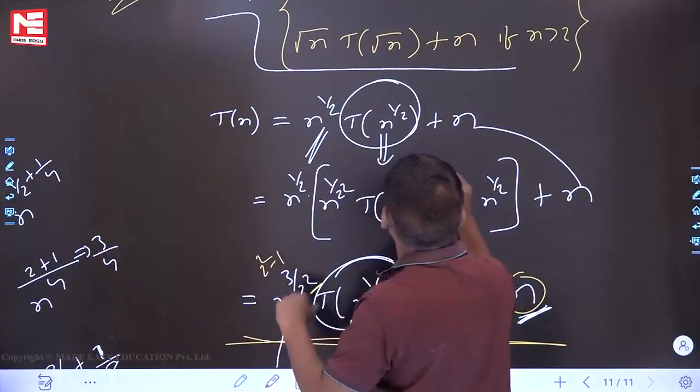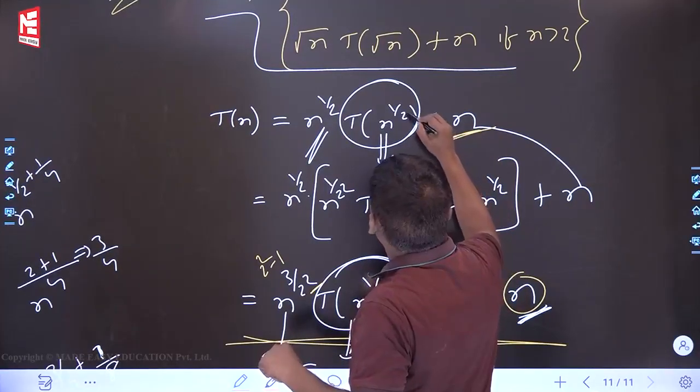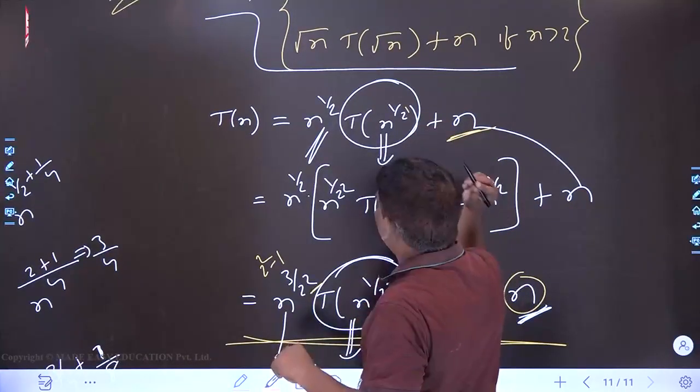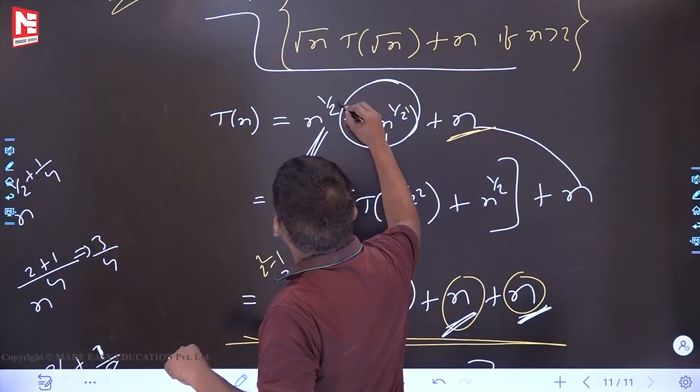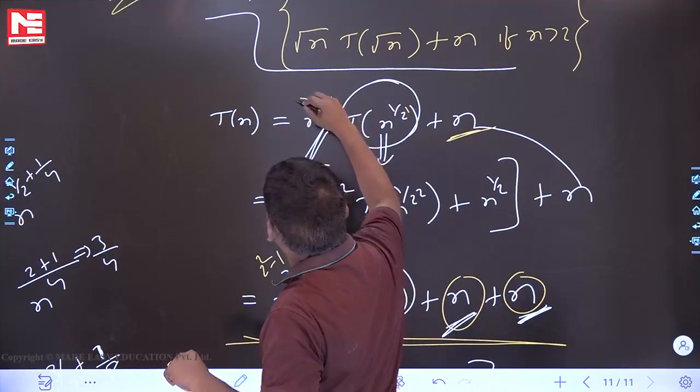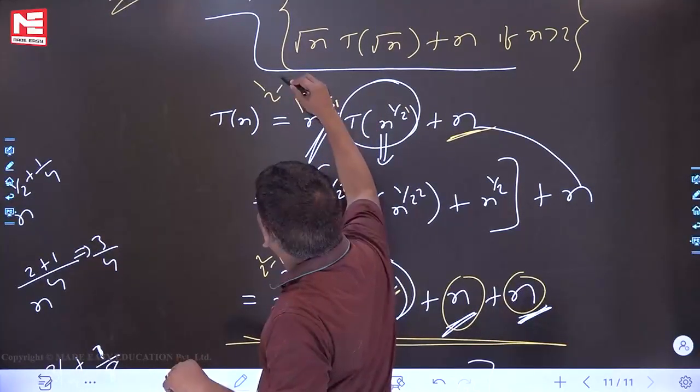Same, if you do 1 time, what is the answer? 1n. It is also n power 1 by 2 power 1. This is also n power 1 by 2 power 1. But how did this 1 come? What is the answer? Same. 1 time you did, 2 power 1 minus 1.